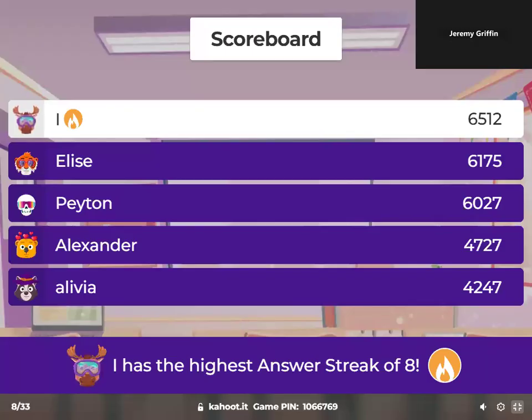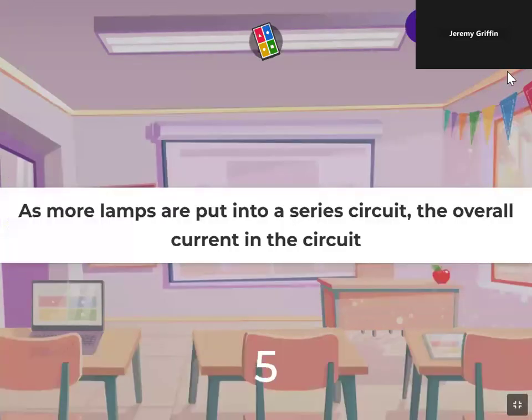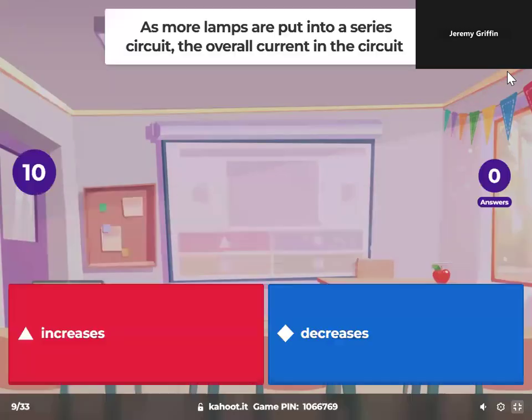See that question later. You guess that later. Olivia, Alexander, Peyton, Elise, who's the first? On fire. As more lamps are put into series, the overall current does what?